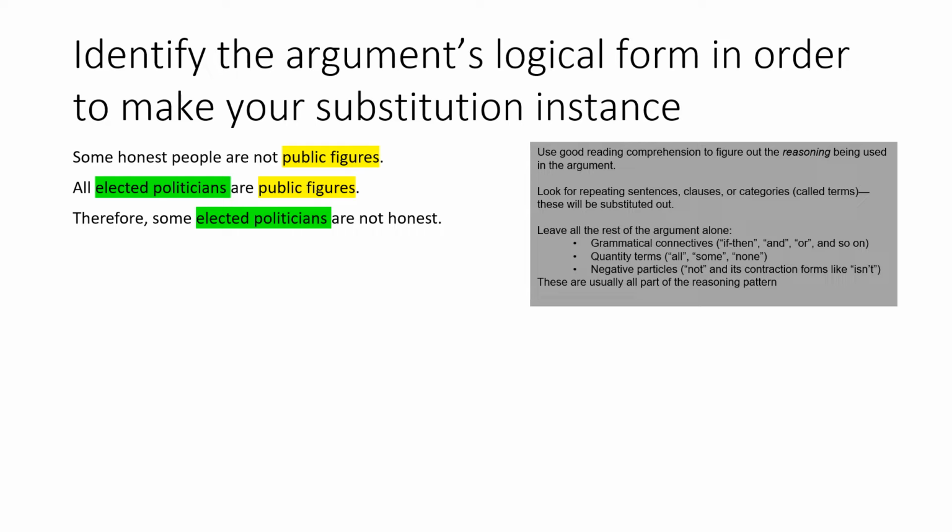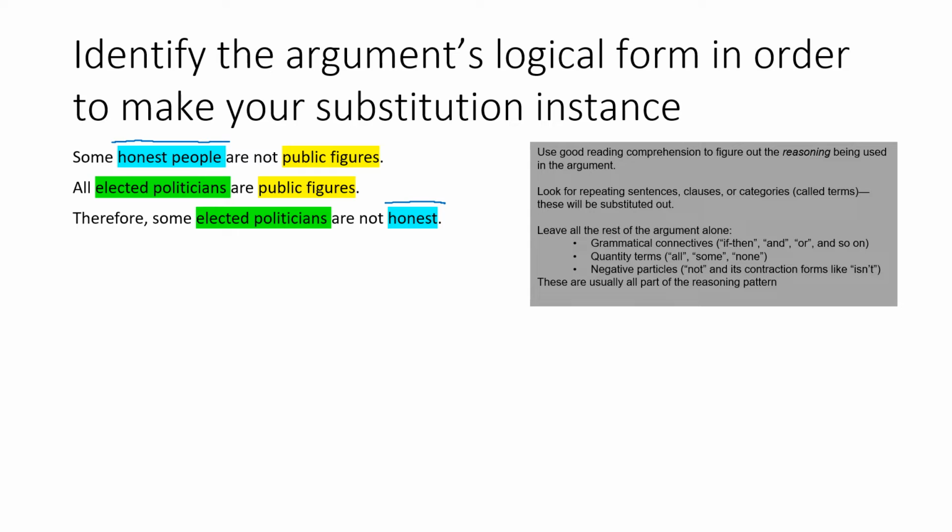Color coding is not a necessary part of the counterexample method, but it is very useful, and I do highly recommend it, especially in the beginning or if you are having any trouble figuring out how to follow the substitution instances and find your counterexample. And here's a third repeated phrase, honest people and honest. And now you might be going, wait a minute, those are not exactly repeats of each other. Why do we get to treat them as repeats?